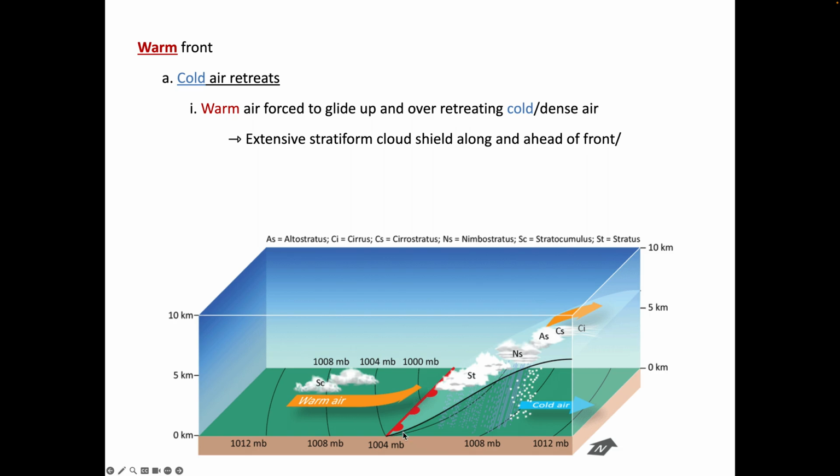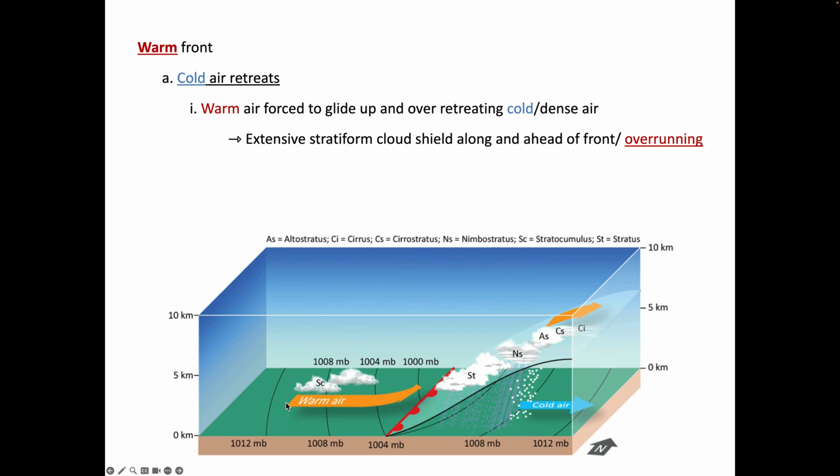And so while it may rain 12, 18 hours ahead of an approaching warm front, the amount of precipitation that accumulates is maybe no greater than it is along a cold front where you get a half-hour heavy thunderstorm.